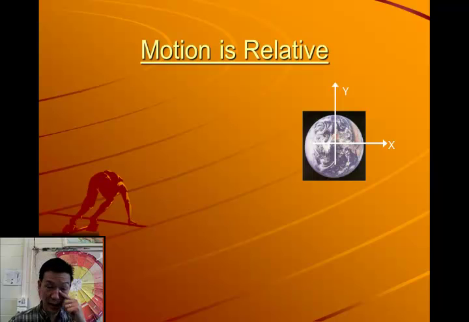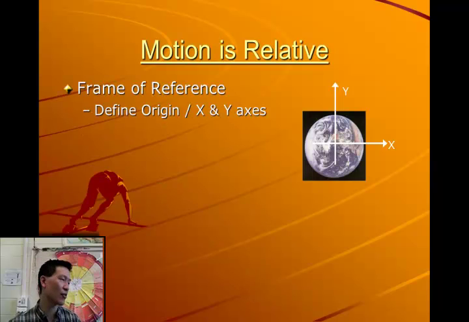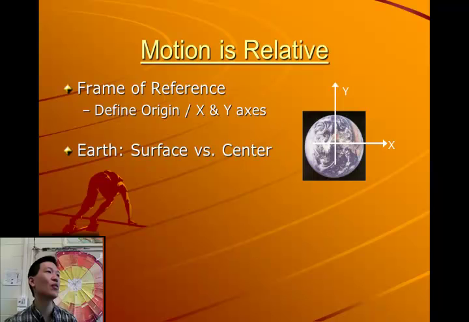So the first big idea is we need to define the idea that motion is relative. What does that mean? All that means is you have to define your frame of reference. Basically what we're trying to pick is what's your origin? Where do your x and y axes lie? A simple example is the surface of the Earth versus the center of the Earth.